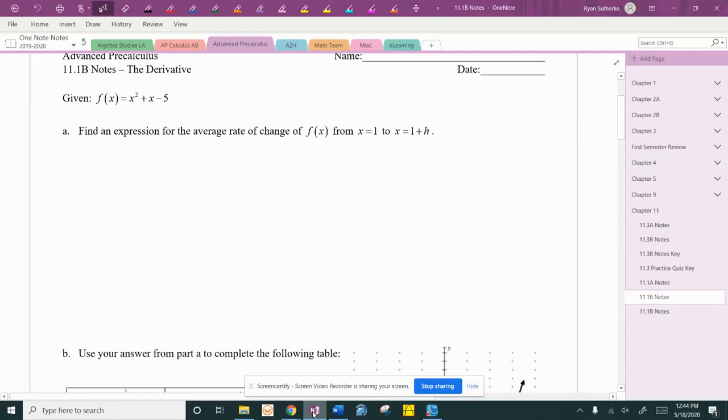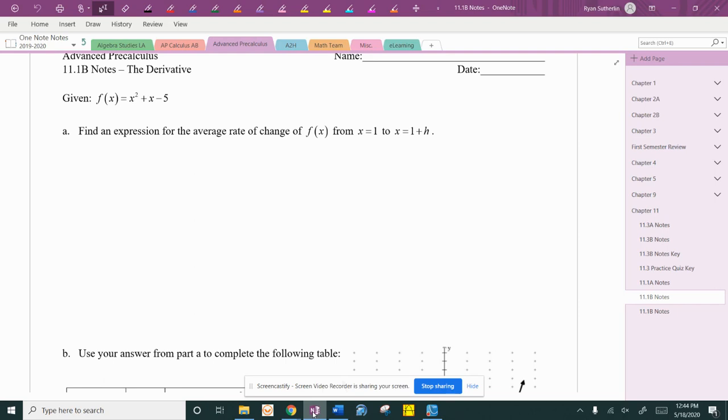Hello, everyone. Mr. Sutherland here with the last section that we're going to cover this year in advanced pre-calc. This is going to cover the first major idea of calculus, the derivative. When you take Calc 1 next year, about 2/3 of the course is dedicated to this one topic that we're going to introduce today.